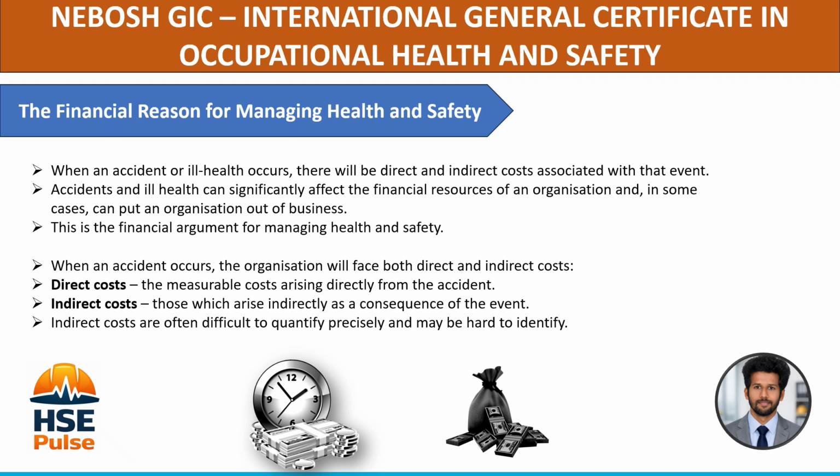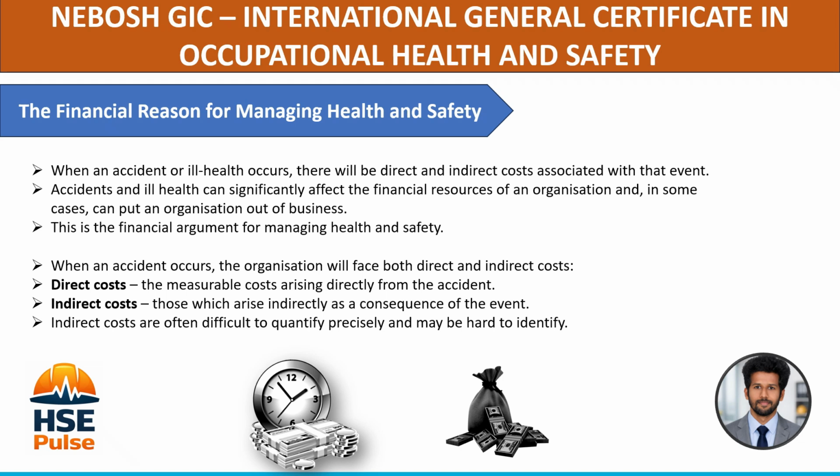So what is meant by direct cost? What is meant by indirect cost? Direct cost means the measurable cost arising directly from the accident, which is directly visible. If an accident occurs, a person may be injured, so first aid cost will come, then medical expenses will come. Equipment may also be damaged due to the accident, so the equipment repair or replacement cost will come.